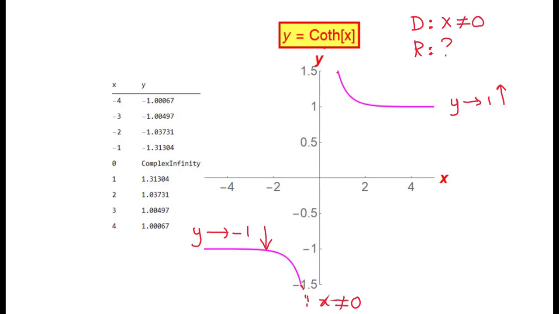Okay class, I hope that you all can sketch all the graphs of hyperbolic functions, and please try to practice more and find what is the domain and what is the range.